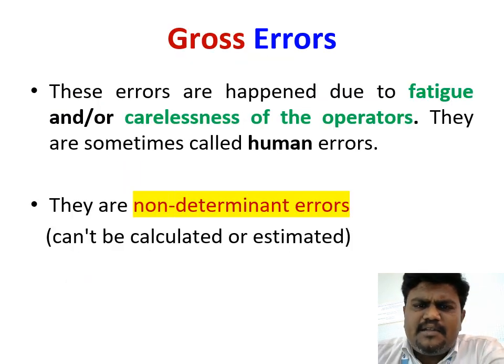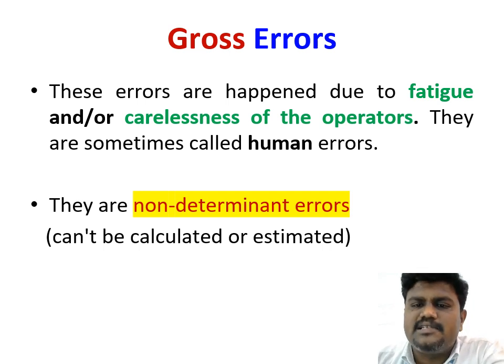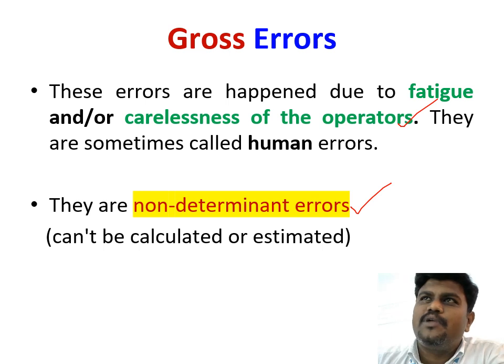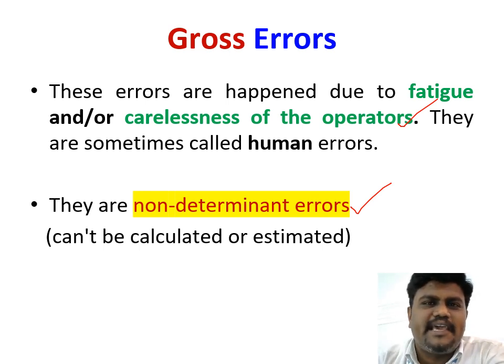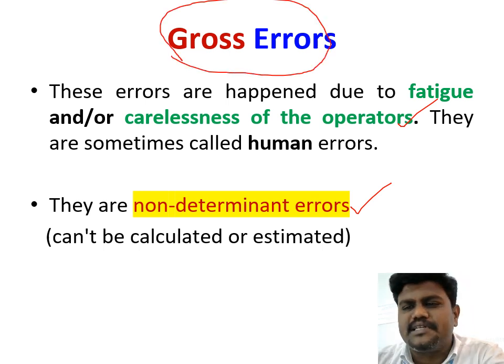So gross error is possible only due to the fatigue or careless nature of the operator, you could say. They are non-determinant in nature, because when an employee is given a routine job, he is used to doing that same job again and again. Over a period of time, he gets some cyclic load, which we used to call fatigue load. So this is some sort of mental fatigue, and there may be a chance of committing mistakes. Those sort of errors can be termed as gross errors.